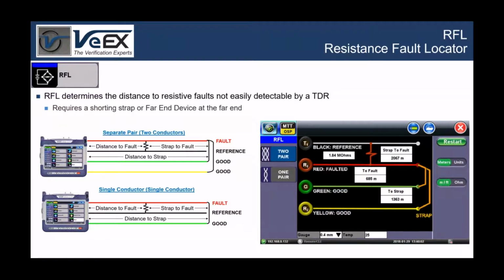And when you start the measurement, the RFL will yield the following: an estimated distance to the fault, a distance to the end of the cable or the strap, and the distance between the strap and the fault to help sectionalize where the trouble may be.